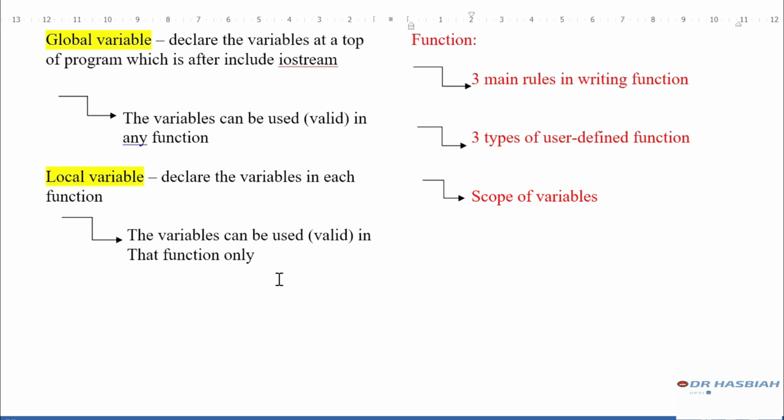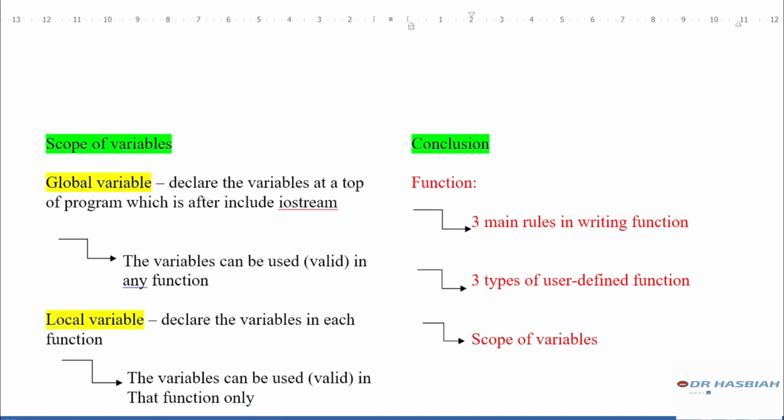So if you see, between global and local here, it is easier for us to declare the variable as a global, because you have to declare only once at the top. You don't have to declare in every function. So that is the meaning of scope of variable. Scope means where the variable is valid. So is it valid in that function only or everywhere? So that is the scope of variable.